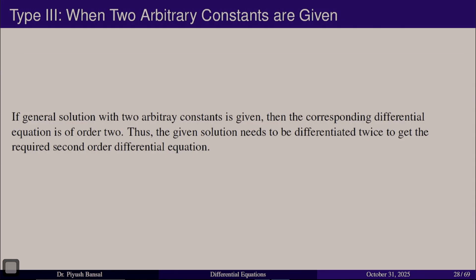Now moving on to type 3, when two arbitrary constants are given. Since we have two arbitrary constants, when we remove them, the resulting differential equation will be of second order, of order 2. So when the general solution with two arbitrary constants is given, the corresponding differential equation is of order 2, and for the given solution we differentiate it twice and remove both the arbitrary constants to obtain the resulting second order differential equation satisfying the given solution.